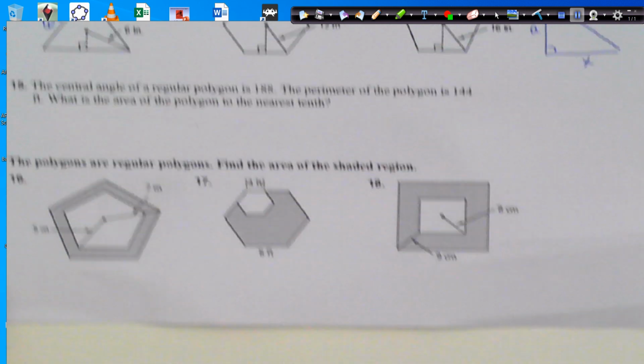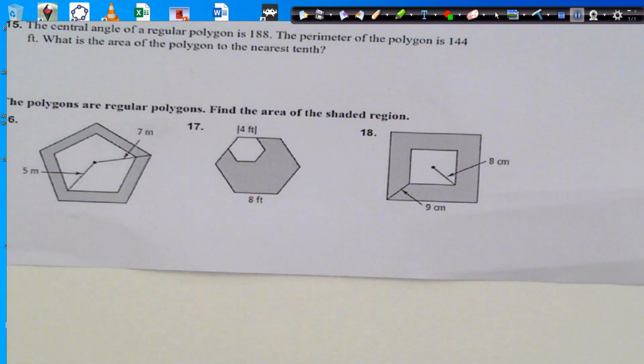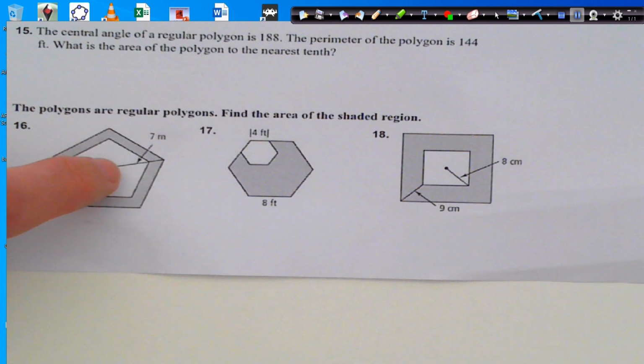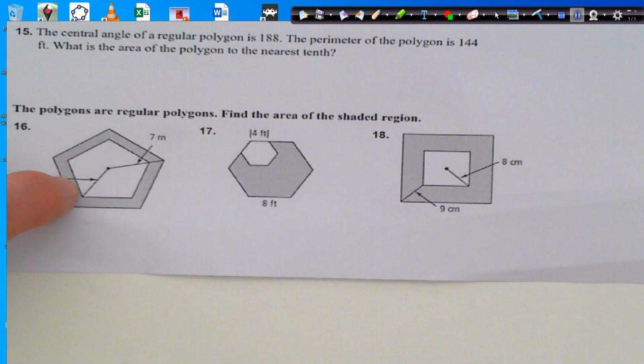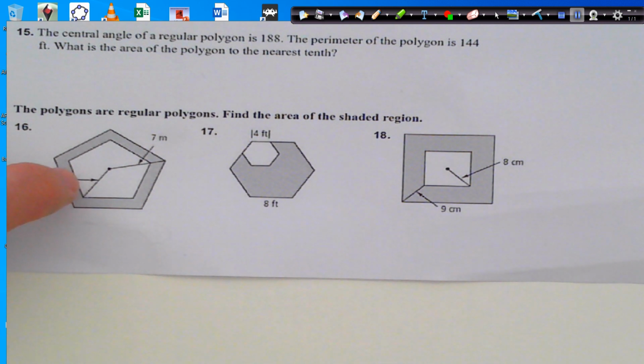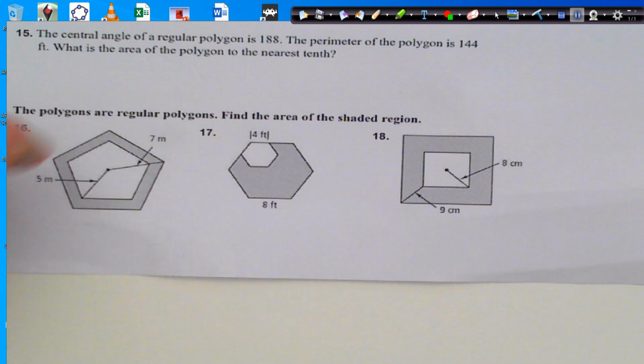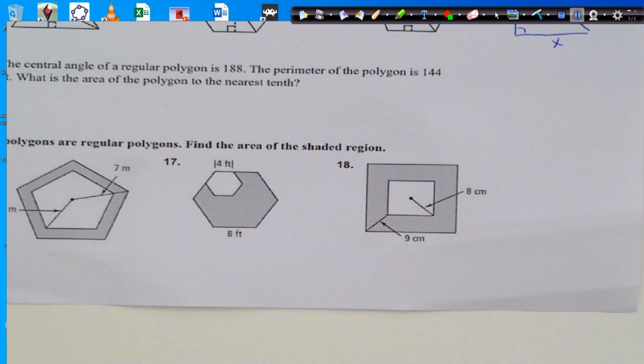Let's go ahead with 16 and 18. Oh, that's right. These were bonus problems. Okay, yeah, bonus problems. I forgot. So I'm going to leave these as bonuses. So see if you can do them on Go Formative. I'm not going to do these, but I'll give you a hint. You're going to find the area of the small one and the area of the big one. And then whichever one's bigger, you're going to subtract the smaller one. So you just kind of have to find the area of 2 of them.